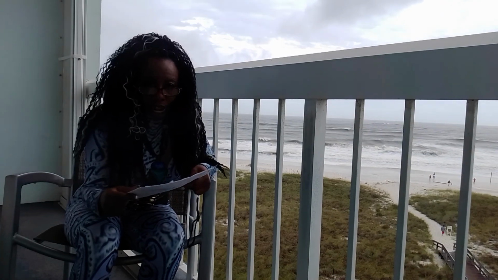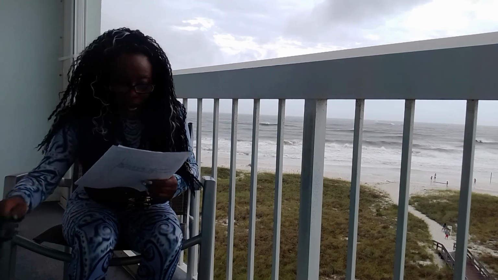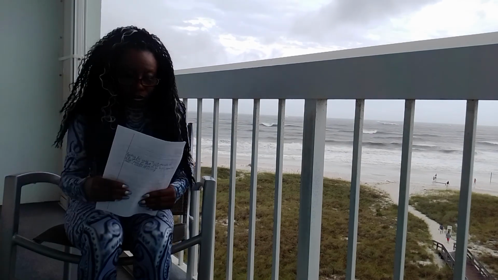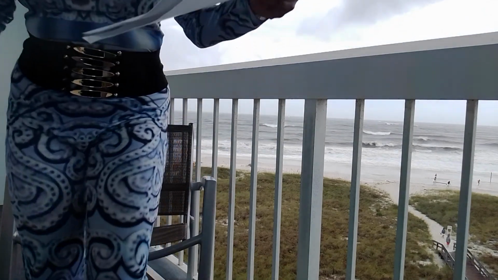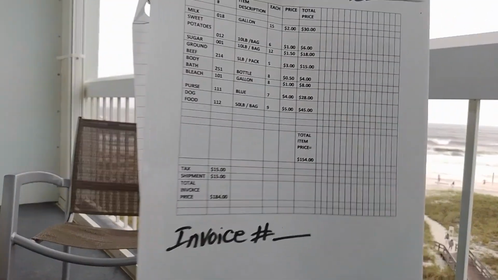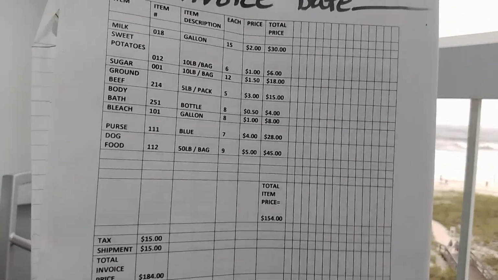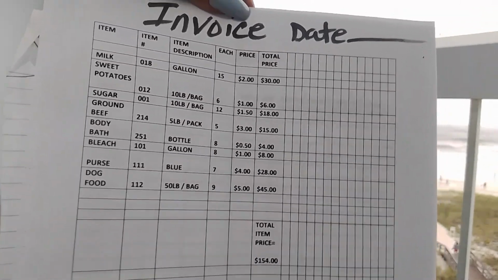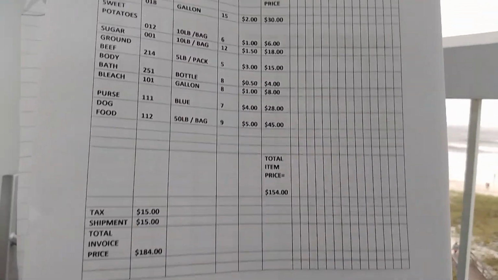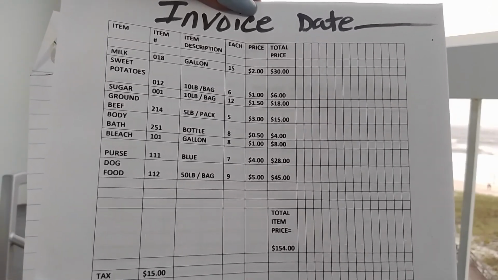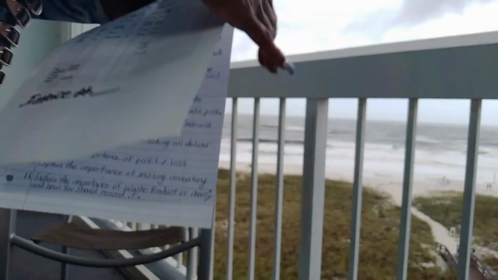Well, let's do invoice first. And so our invoice sheet, you remember it looks like this. This is our invoice sheet, right? And that's when we order from the truck. That's when we order our items from the truck.